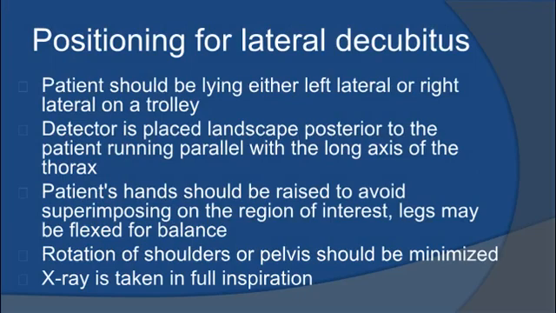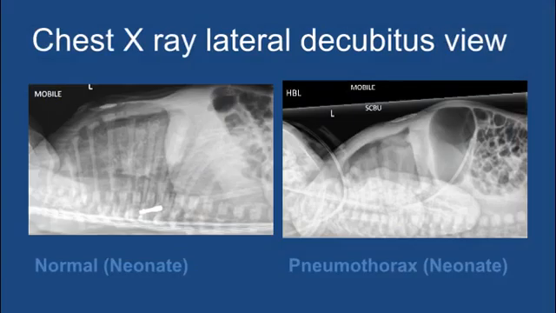Detector is placed landscape posterior to the patient running parallel with the long axis of the thorax. Patient's hands should be raised to avoid superimposing on the region of interest. Legs may be flexed for balance. Rotation of shoulders or pelvis should be minimized. X-ray is taken in full inspiration. When investigating pneumothorax, the side of interest should be up. When investigating pleural effusions, the side of interest should be down.